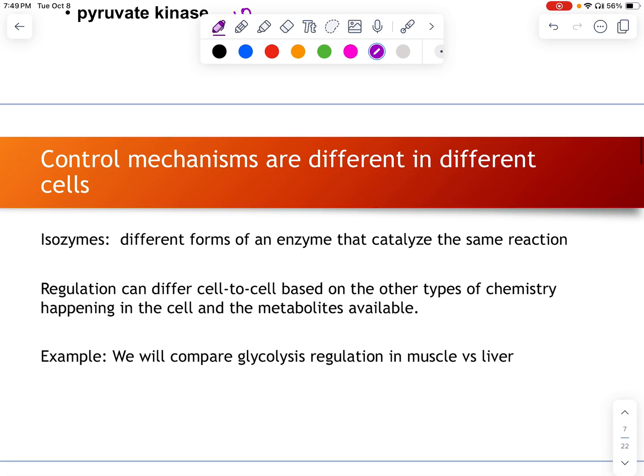Now, one thing I want to point out is that control mechanisms are different in different cells. We have looked at this term before, I believe, isozyme. If not, learn it now. So it's different forms of an enzyme, but they catalyze the same reaction. So essentially, the regulation of these 3 steps, step 1, step 3, step 10, can differ cell to cell. Okay, and it has to, based on the other types of chemistry that are happening in the cell, what metabolites are available. Okay, and so we'll look at that. We'll look at how, for example, the amount of ATP in the cell has a much bigger effect on muscle cells as opposed to liver, in part because of this other types of chemistry. Anyway, we're going to take a look at all this, and we are going to compare glycolysis regulation in muscle versus the liver.